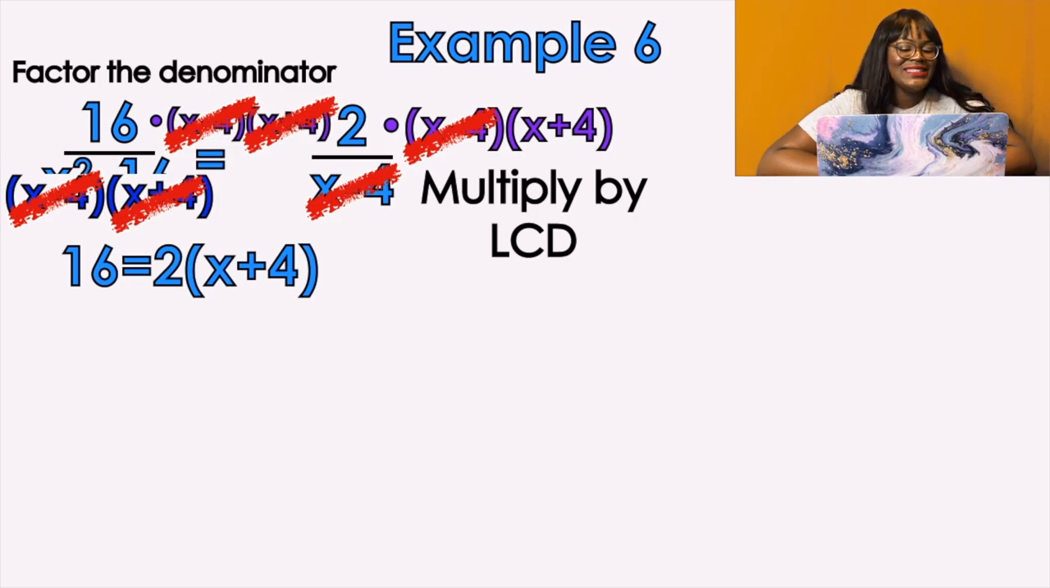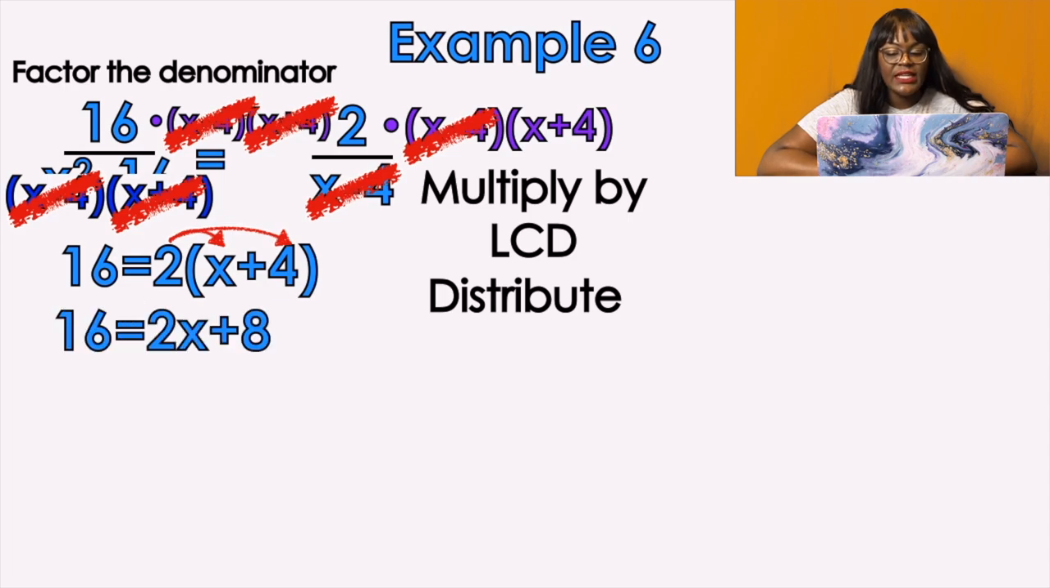Yay, me. What should I do now? Everybody should say, distribute. So I'm going to distribute the 2. 2 times x is 2x, and then 2 times 4 is 8. Very good. Is this a quadratic? Nah, it's a regular equation, so I'm going to get x by itself. So 16 equals 2x plus 8, that 8 has got to go.